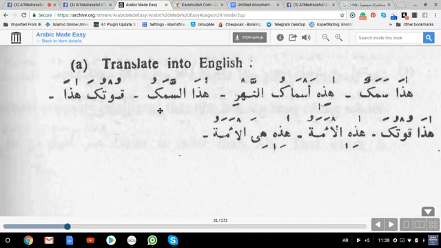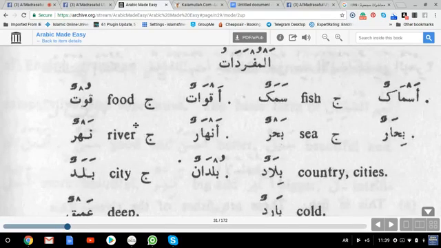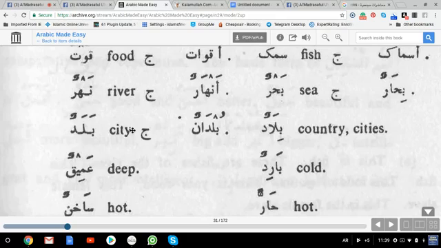Maybe next time I'll go over a lesson of Mubtada and Khabar, because it doesn't explain it well. But Mubtada and Khabar, you can learn it later on. Any questions? Yes, and ask, inshallah.